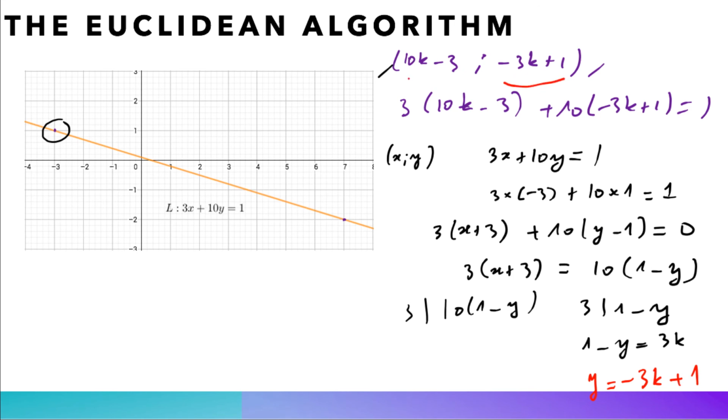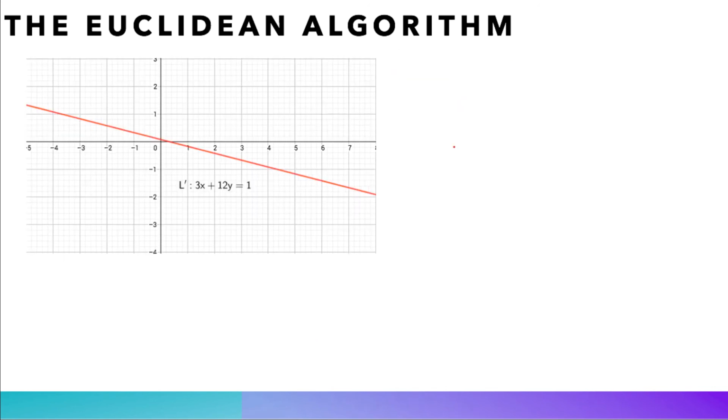Now why is x of this form? Actually, from our equation here, one deduces that 3 times (x plus 3) is equal to 10 times 3k, and if you simplify both sides by 3, one gets that x plus 3 is equal to 10k, which is equivalent to x equals 10k minus 3. Bingo!